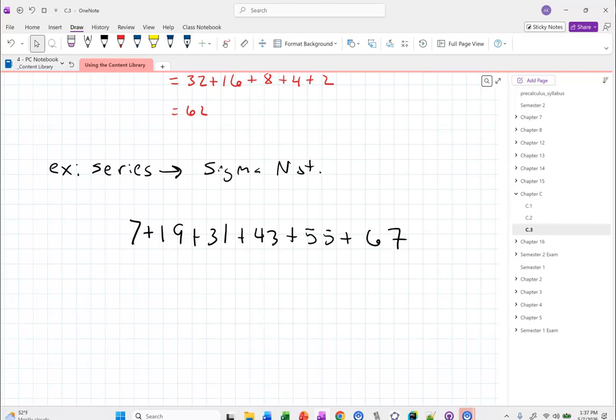So the first thing that I'm going to want to do is look at those numbers that we're adding up and see what type of sequence they come from, because eventually I'm going to have to be able to write the explicit formula for that sequence.